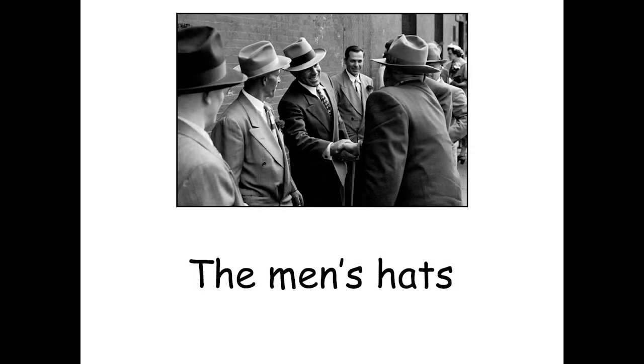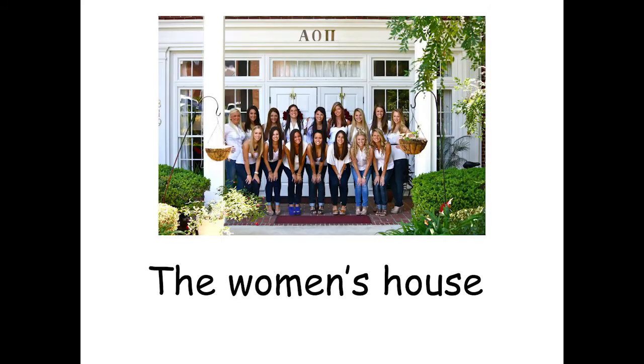Watch out for plurals that don't end in S. Words like men and children don't end in S, but they are also plurals. These words use apostrophe S to show possession. For example, the men's hats says that the hats belong to the men. The women's house says that the house belongs to the women.